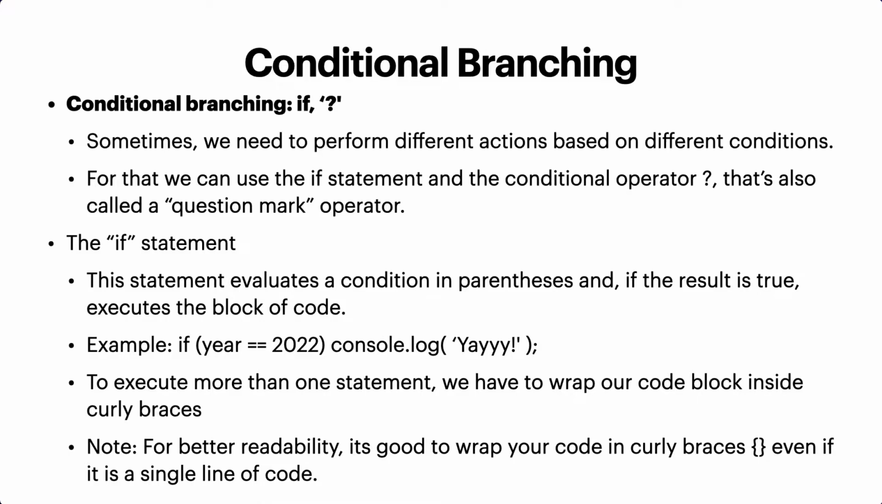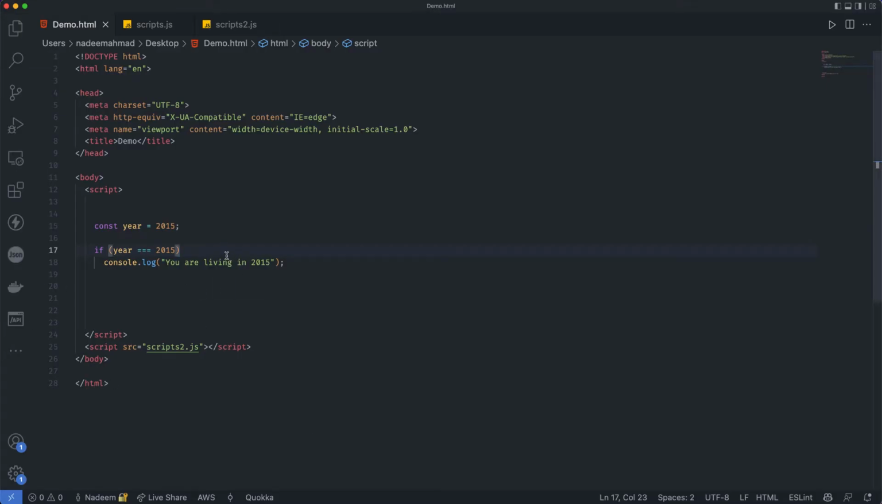So for better readability, it's good to write your code in curly braces, even if it's a single line of code. So it's very readable. We have not much code here, and that's why we're not wrapping it in curly braces. But if we're dealing with thousands of lines of code in one file, then for better readability we should wrap the block of code within curly braces after the condition.